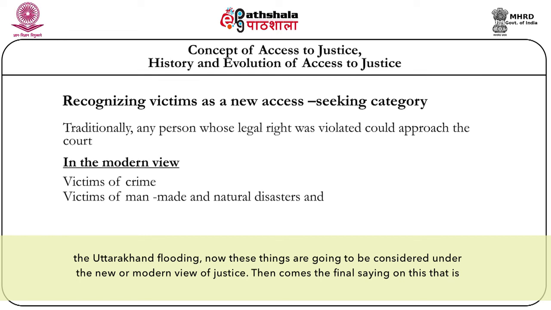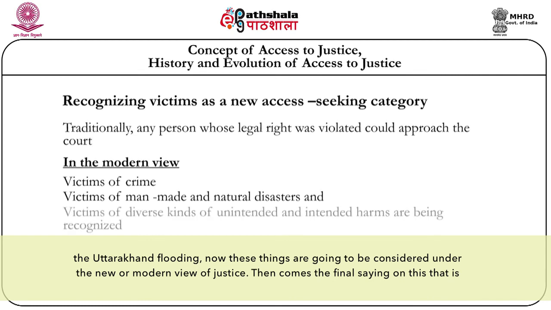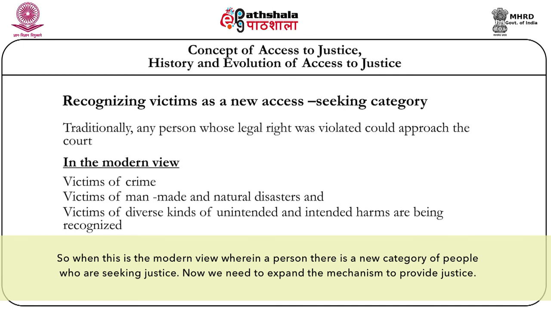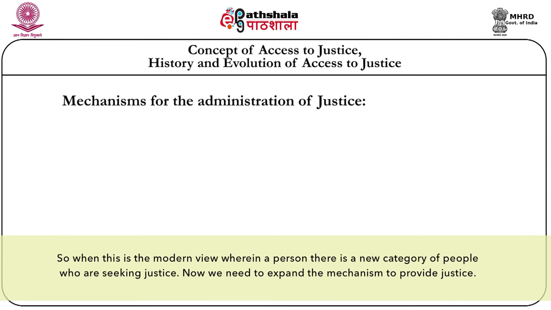Then comes the final saying on this: intended harm committed on a person and unintended harm committed on a person, both have access to justice. That is the modern view of justice. So, when this is the modern view, wherein there is a new category of people seeking justice, we need to expand the mechanism to provide justice.